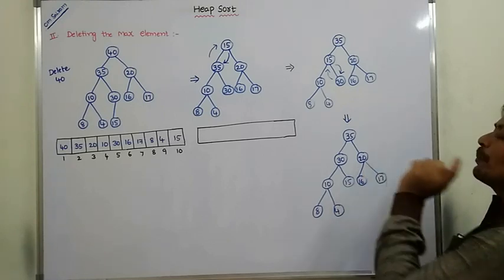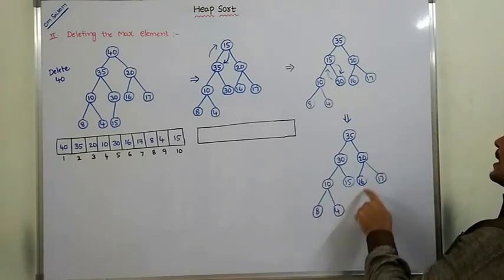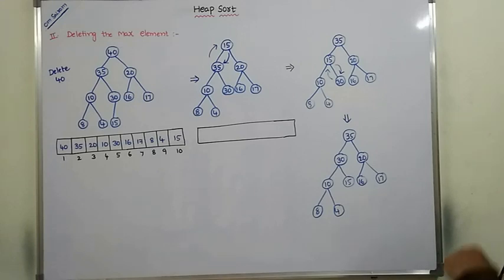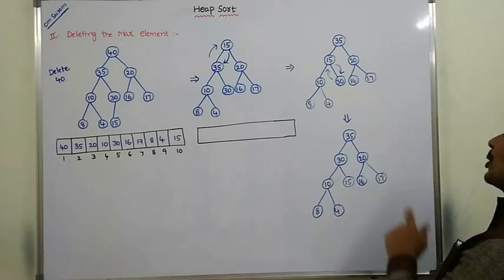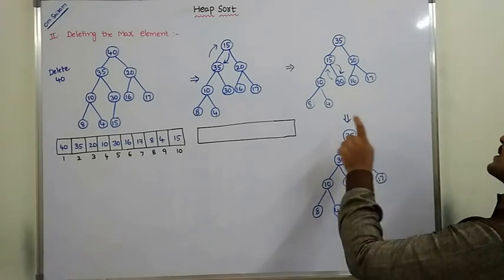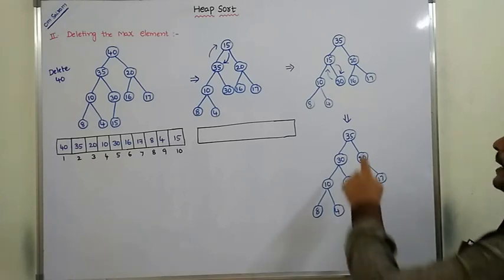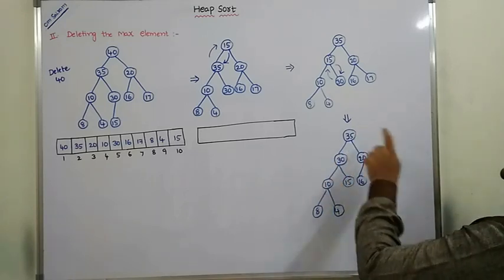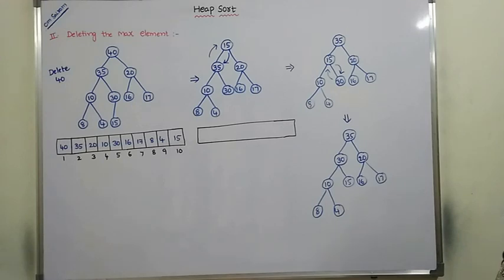16 and 17 have the parent 20. 20 is greater than 16, 20 is greater than 17. As it satisfies the maximum heap property. 30 and 20 have the parent 35. 35 is greater than 30. 35 is greater than 20. Yes, it satisfies the maximum heap property.